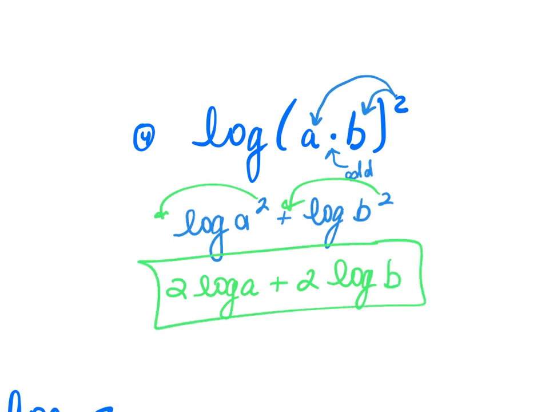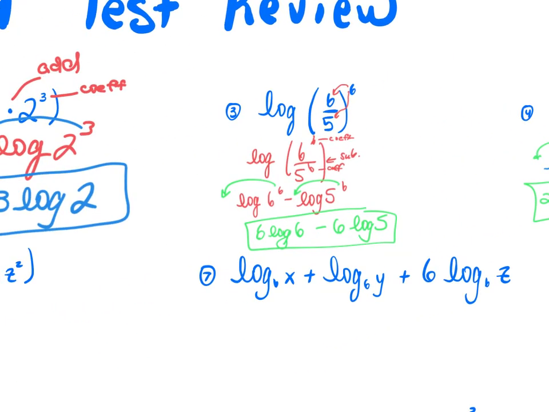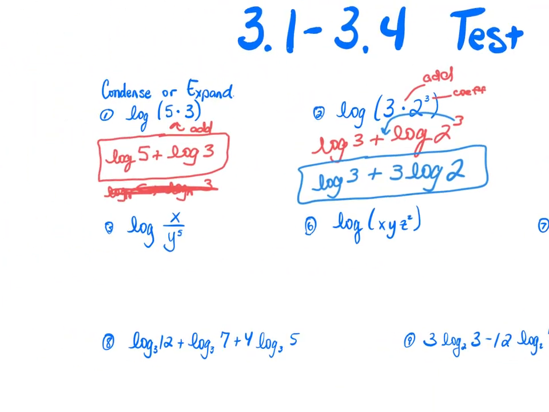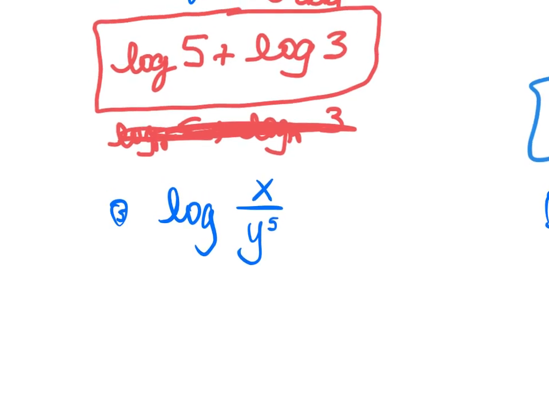You're going to have 4 condensing and expanding, and these should go pretty quickly because you're going to have 8 solving ones. You guys are only going to have a certain amount of time, and you need to get your test done in that certain amount of time. So make sure that you are proficient at working through these.